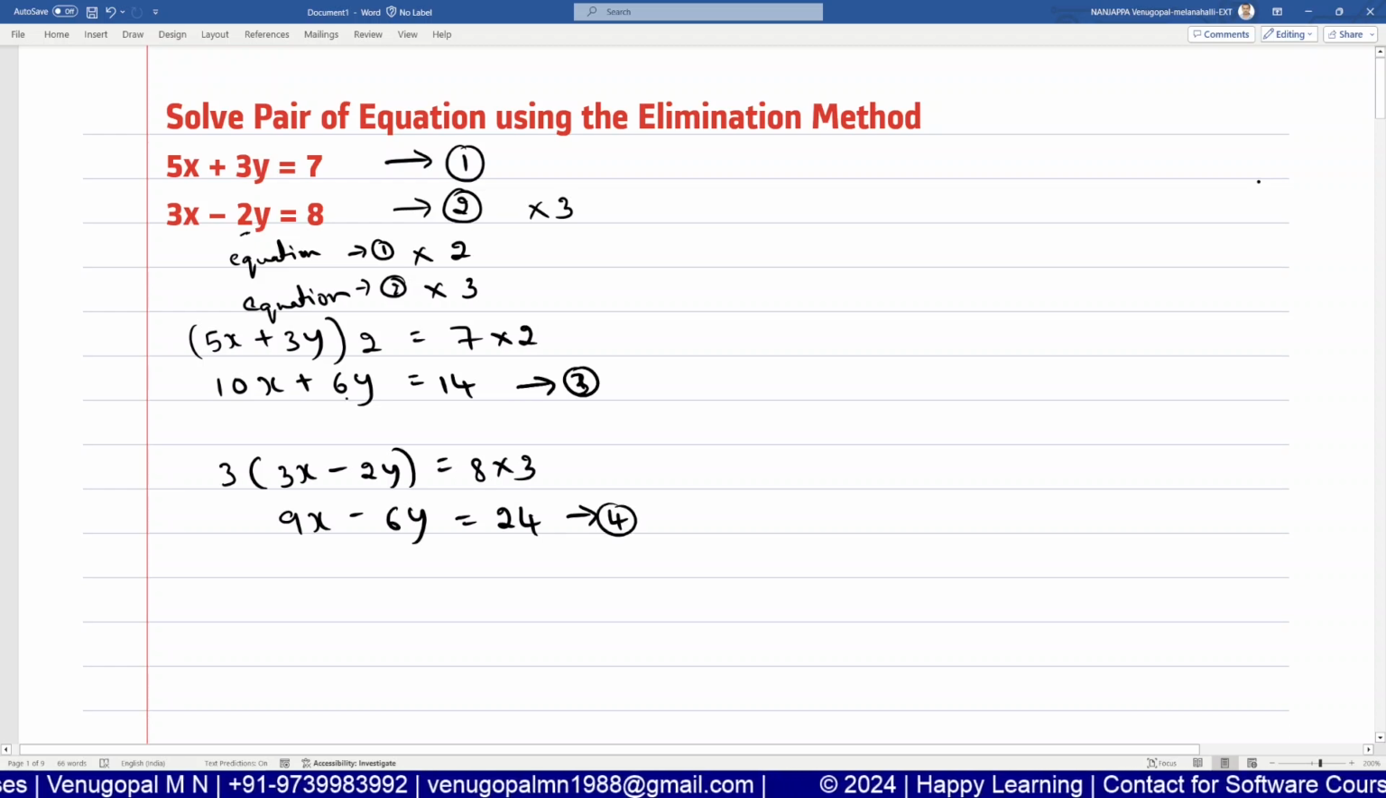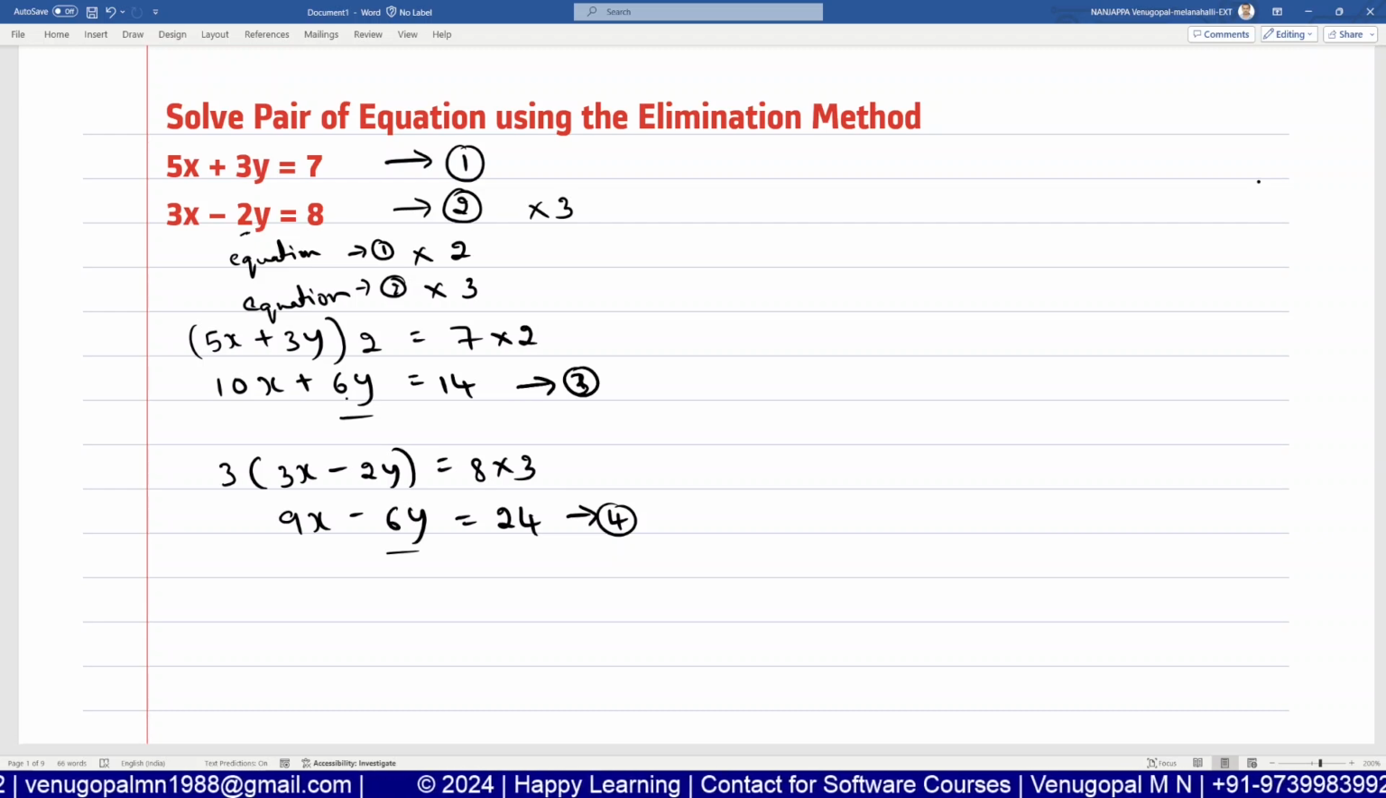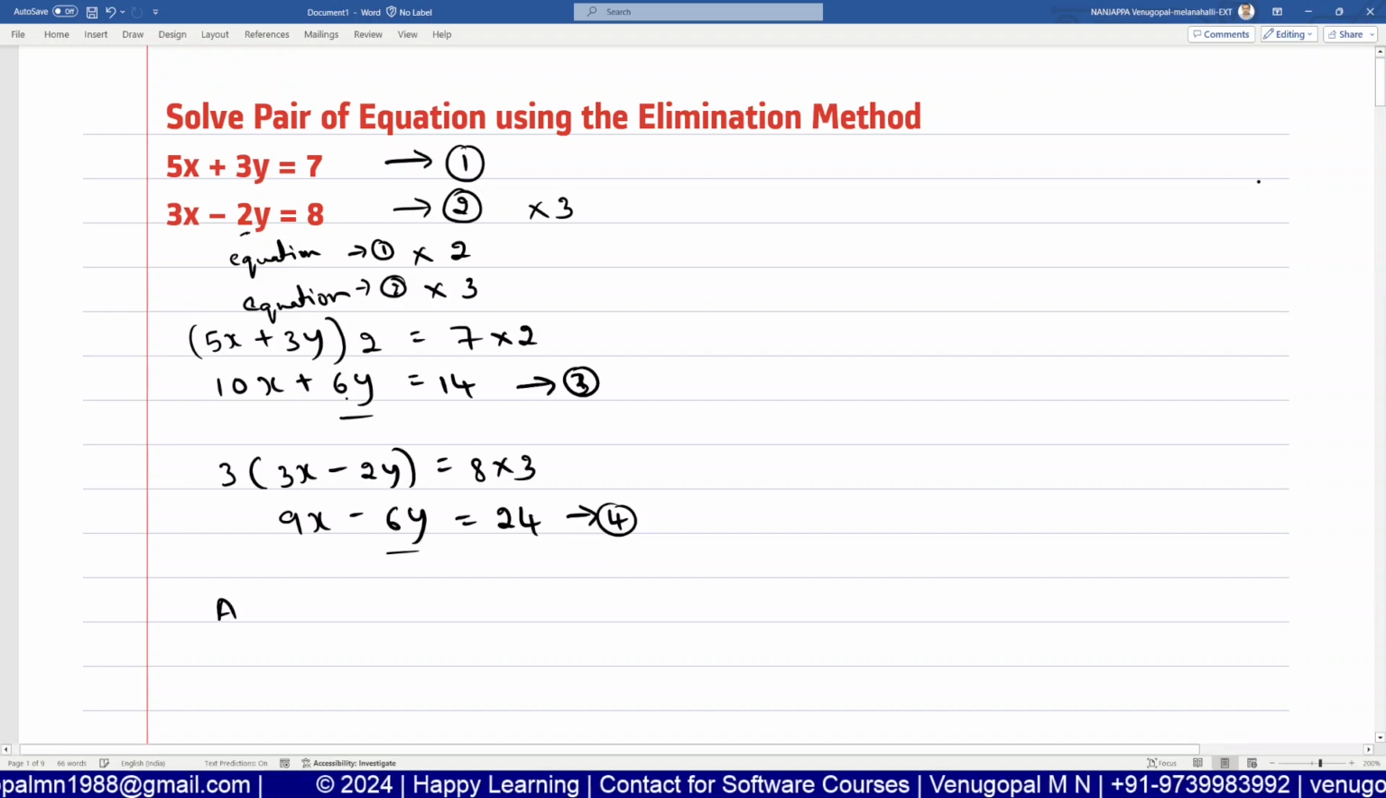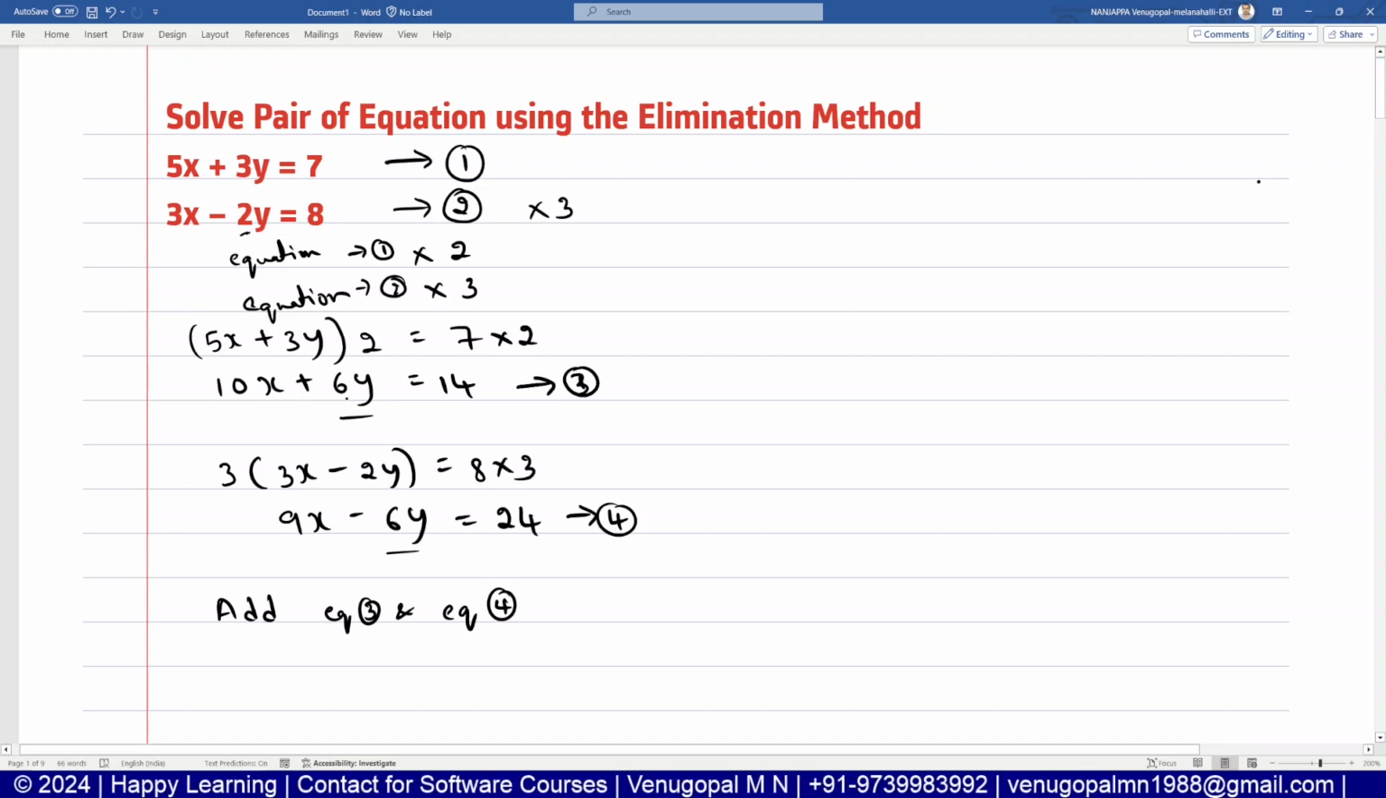Now if you see equations 3 and 4, plus 6y is there, minus 6y is there. So if we add 3 and 4, what will happen? These two will get cancelled. Let us add equation 3 and equation 4. By adding, what will we get? 10x plus 9x is equal to 19x, correct? We are adding 10x plus 9x because the sign is the same, whereas here plus 6y and here minus 6y will become 0. Now 14 plus 24 is equal to 38.